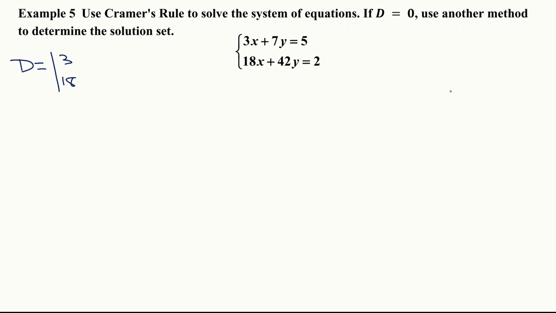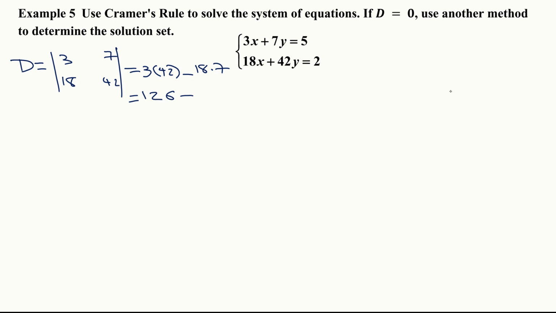So 3, 18, 7, 42. I'm, of course, reading the columns, right? So we end up with 3 times 42 minus 18 times 7, or 7 times 18, makes no difference. So let's see, 3 times 40, that's 120, and 3 times 2 is 6, so 126.